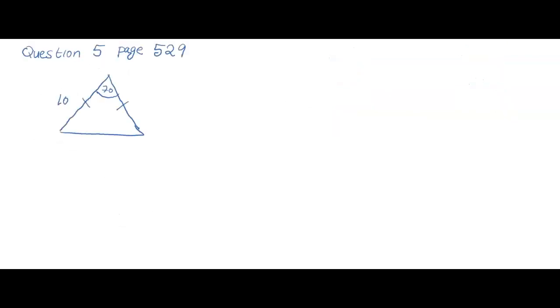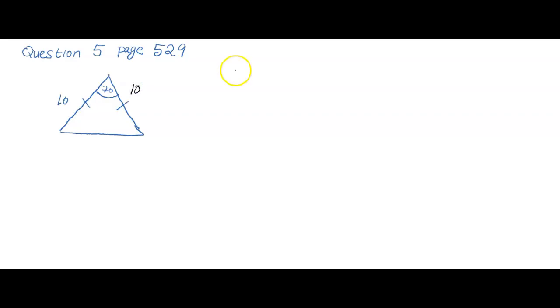Just looking at question 5 on page 529. We're given this triangle and we're asked to find the area of the triangle correct to 2 decimal places, okay? So we know the angle and we need to know the 2 lengths, the 2 lengths and the angle in between. This line and this line just means that they're equal, okay? So if we have the same symbol on both sides of a triangle, it just means that they're equal. So this length is 10 and this is also 10, okay? So it's an isosceles triangle.